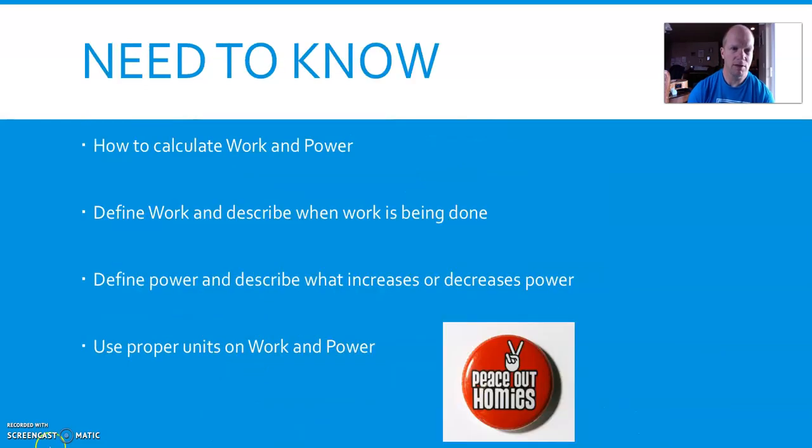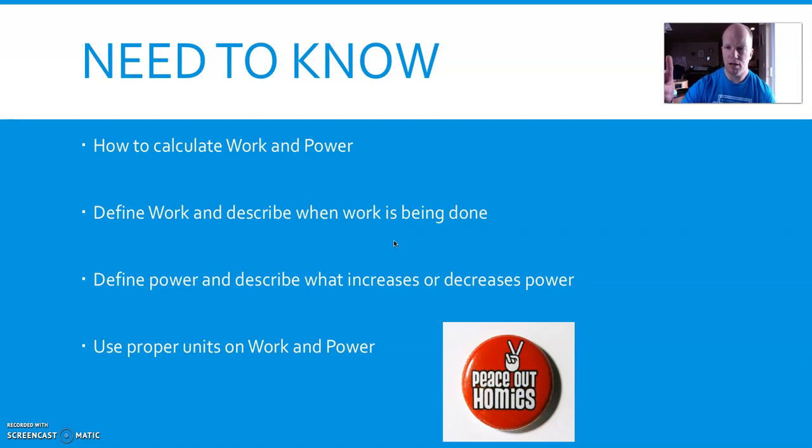Okay, so let's wrap things up here, you guys. Here's what you need to know. You need to know how to calculate work and power. Okay, hopefully you wrote down the formulas, the things that were in red. Okay, you need to define work and describe when work is being done. Okay, so remember, you have to have movement in order for there to be work. Okay, and then you need to just define power and describe what increases or decreases power.